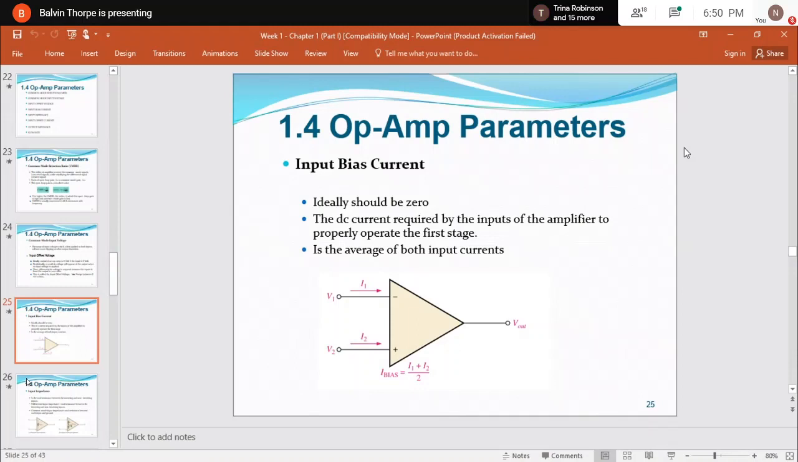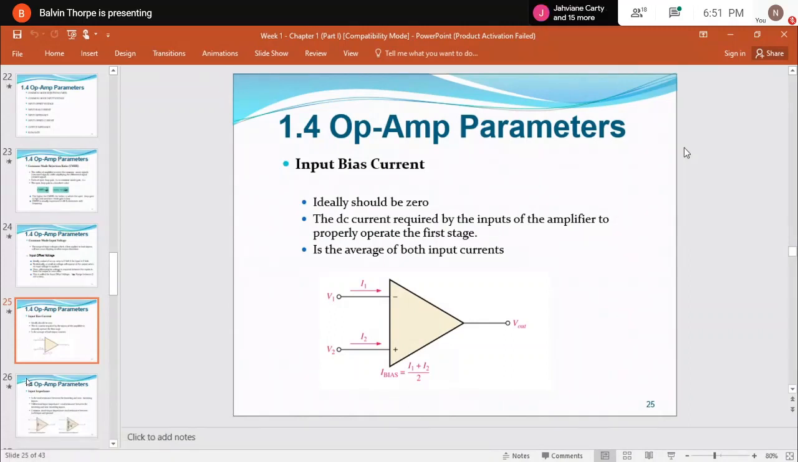But there's some things you're going to be learning about the operational amplifier, which sometimes is going to be a little bit confusing. But it's just how the operational amplifier is in terms of understanding. All right. So notice here we're talking about the input bias current of the operational amplifier.